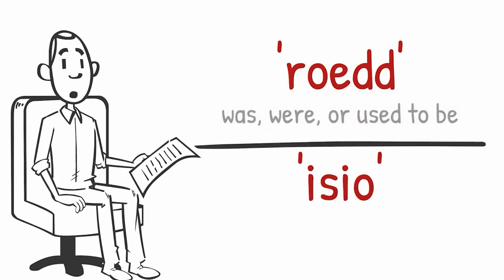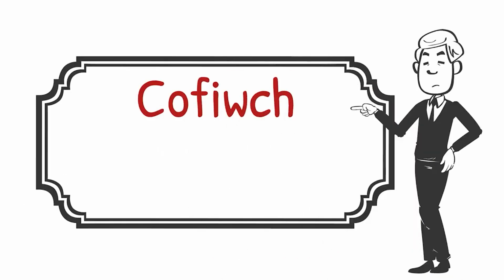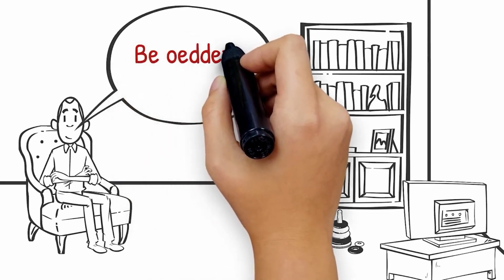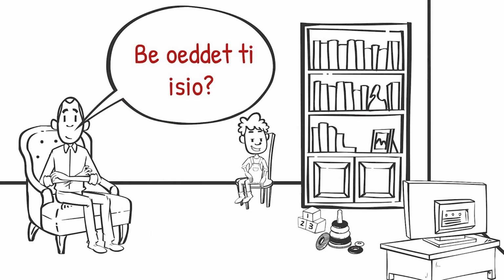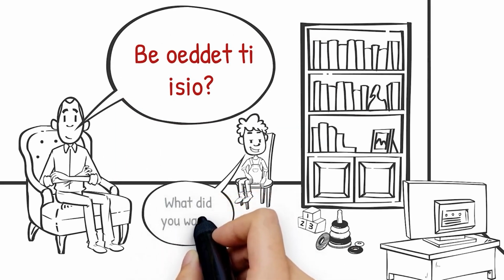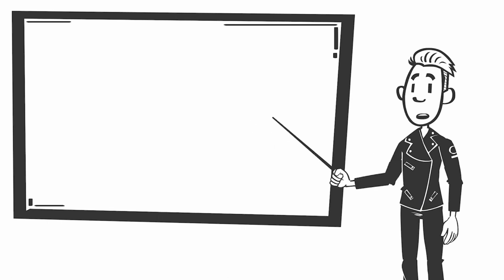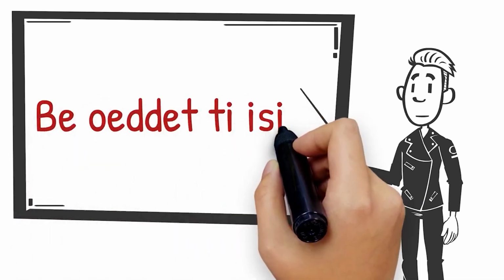We'll add the verb isio at the end of the patterns you have looked at in the tables in the previous section of the unit. Remember that isio means to want. So, to ask a child what they wanted, you'd say, Be oeddet ti isio? Meaning, what did you want? You try it. Be oeddet ti isio?